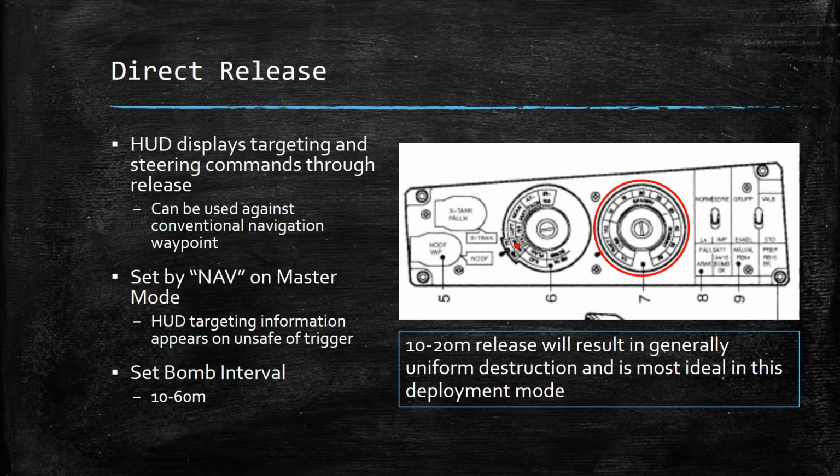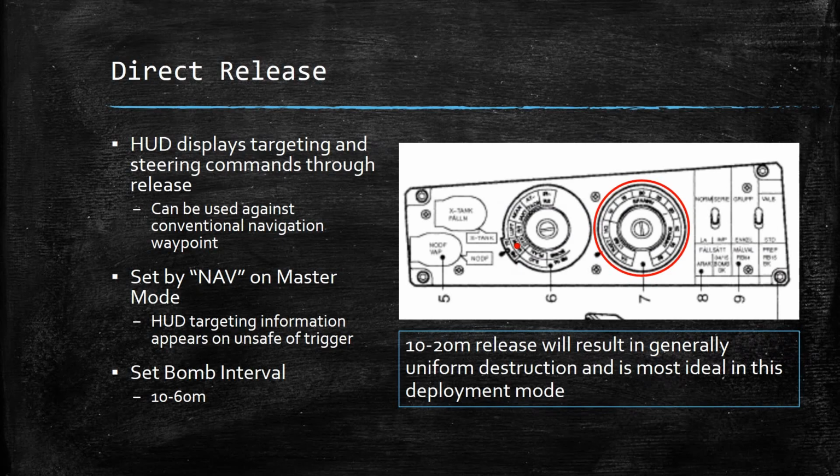For direct release, the HUD displays targeting and steering commands through the release. It can be used against a conventional navigation waypoint, which does make it different. It's set by nav on the master mode. HUD targeting information appears on unsafing of the trigger. I already mentioned that when we looked at the HUD, and we're not going to see a HUD for this mode because, again, the HUD is the same in both modes.